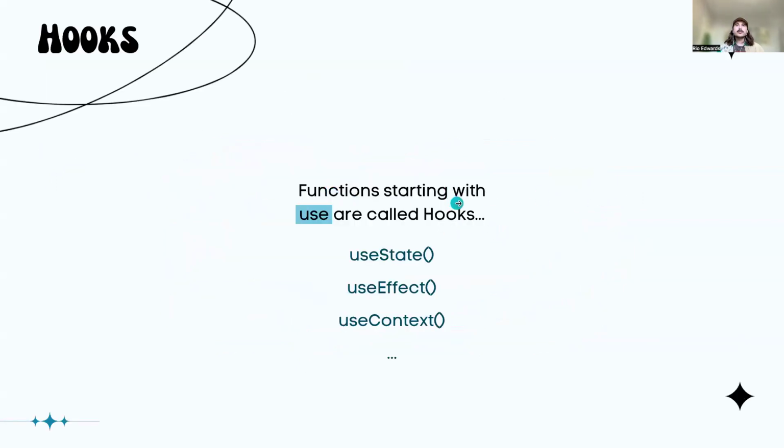So functions in React that start with the word use are called hooks. We've already been using one called useState. This is how we create state variables in React. And if you remember, when you use useState, you get a variable and a function for setting that variable. So you get like todo and then setTodo.